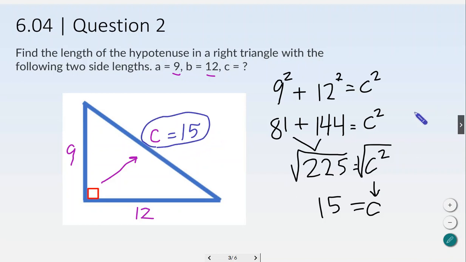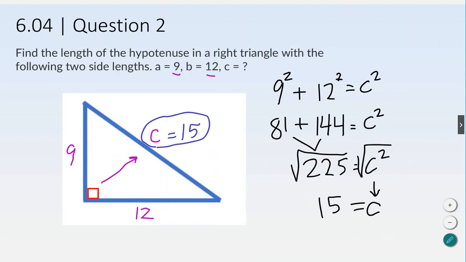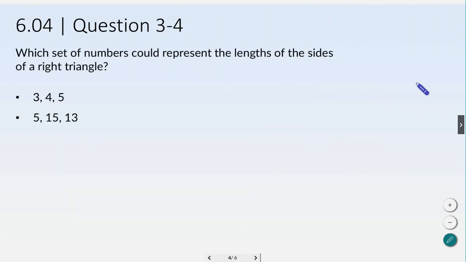Okay, so again, a very similar question, number one. Number one, we were looking for a missing side, in this case A. In the second question, we were looking for the hypotenuse, which is C. Okay, question number three. And in fact, this question is actually questions 3 and 4 on the quiz. So these are two similar questions.